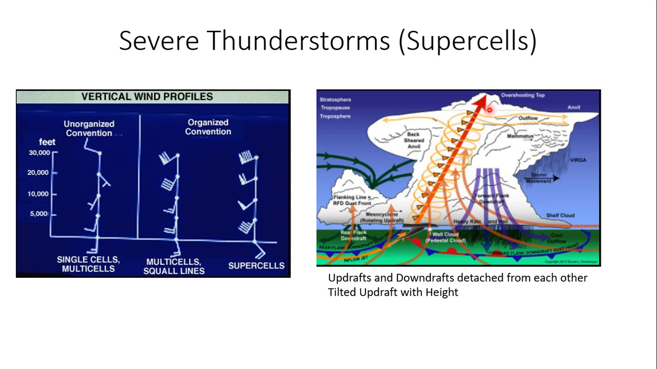And then here's the vertical structure of a supercell. Tilted updraft; the downdraft and updraft remain separate from each other. You get heavy rain and large hail in the forward flank downdraft with the supercell, and then the mesocyclone, the rotating updraft, on the other side of the storm.